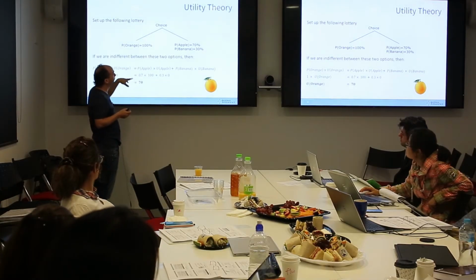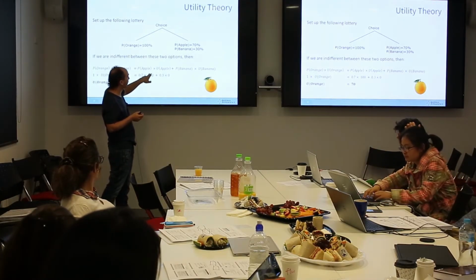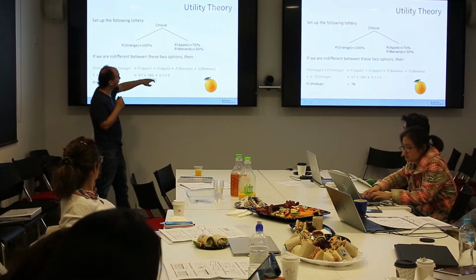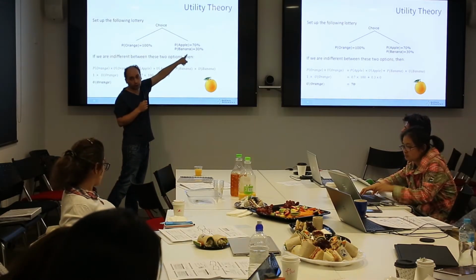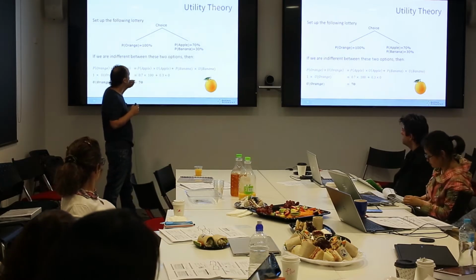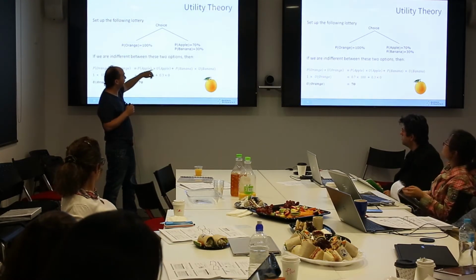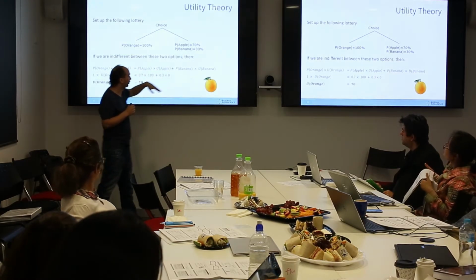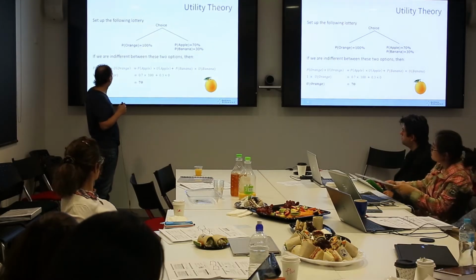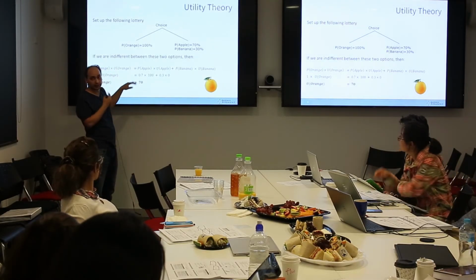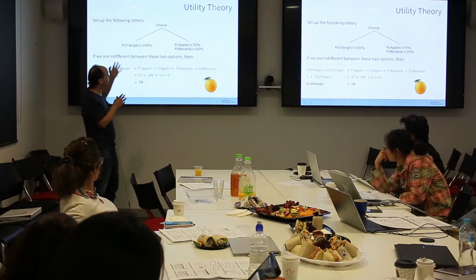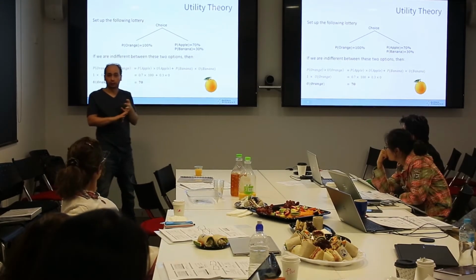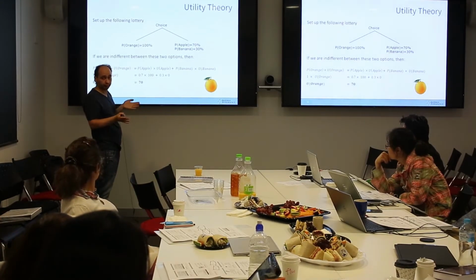Once you've determined that, you can then just go through and calculate what that would be. So we know the utility of apple, we know the utility of banana, so we can weight that in this equation here. And then we say, okay, the utility of the orange then is 70. So we had our scale: apple's 100, orange is 70, and banana is 0.